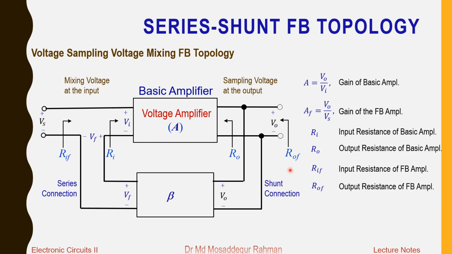So apart from the gain of the feedback amplifier AF, we will also be investigating how the feedback at the input and at the output side will affect these amplifier parameters, the input and the output resistances.